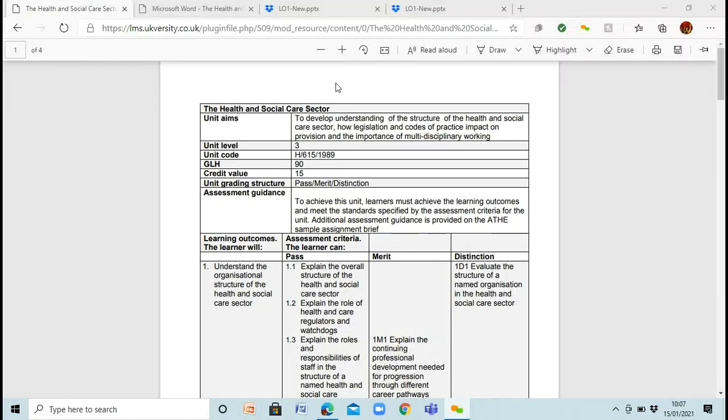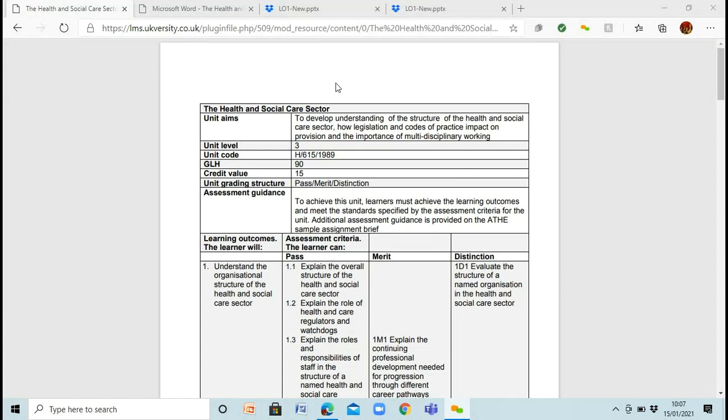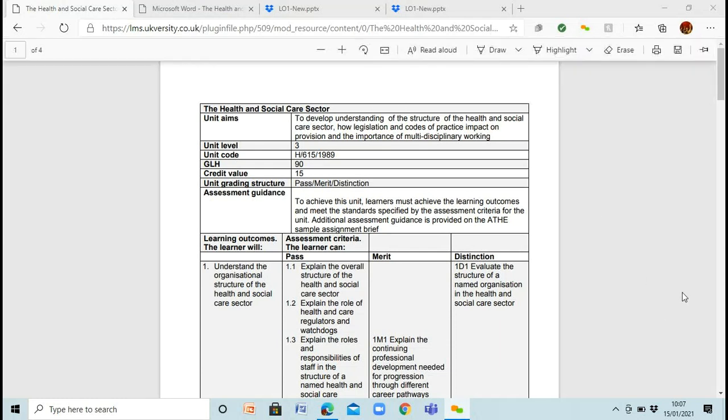Now, this section is going to be about the organizational structures of health and social care and so on with that. But what I'll do is, if you can see my screen, I'll show you this document in front of me. This is the unit specification sheet. Now, on here, as you can see, it says the health and social care sector.